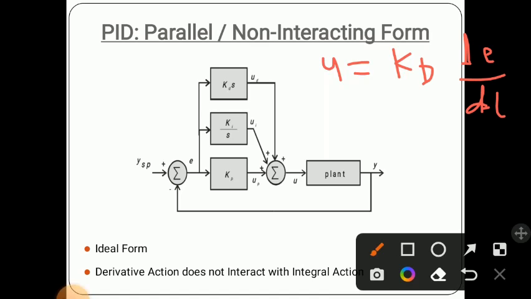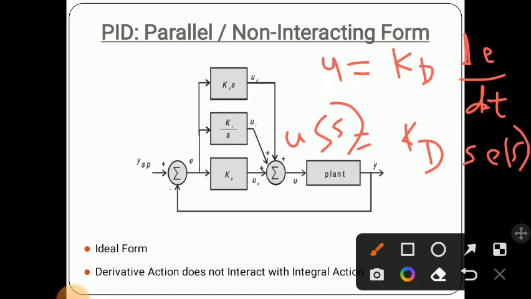Okay, so this equation is in the time domain, so we have to convert it into the s domain. If we want to get the transfer function, then we have to convert to the s domain. If you find the Laplace transform of the derivative, what we get is a multiplication, so there is Kd into s into E of s, and here we will get U of s.